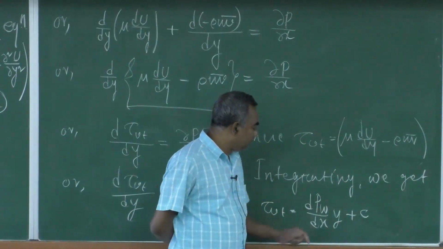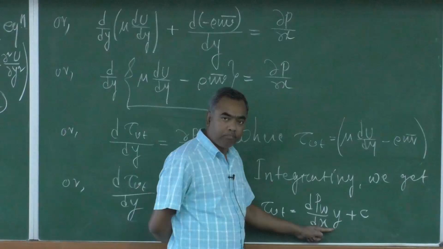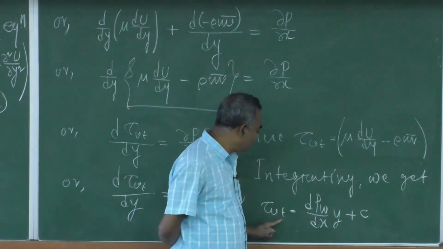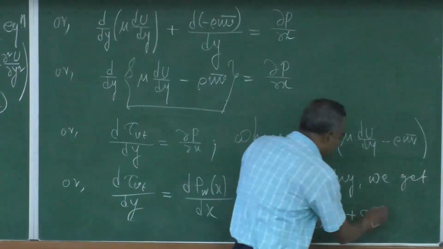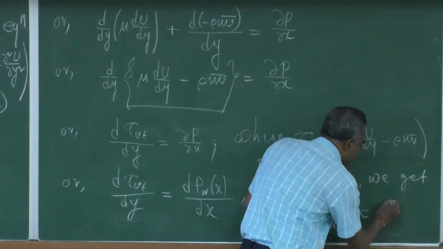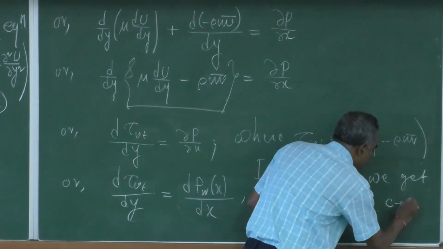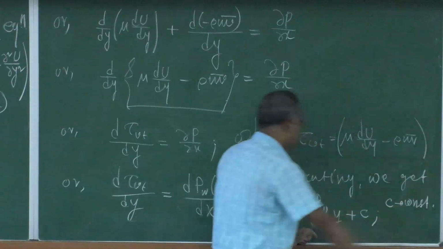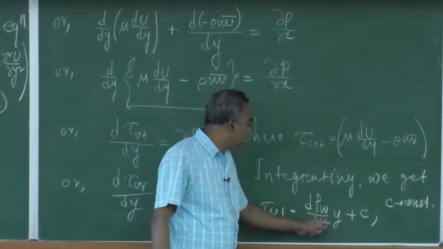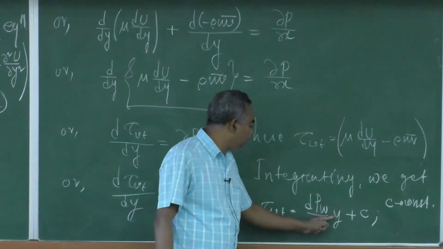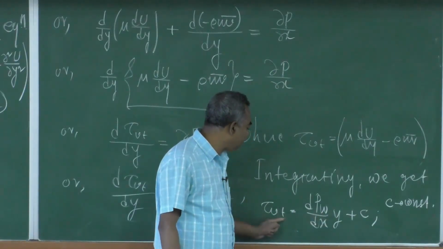See, at y is equal to 0, what is the value of tau Vt? That is what we have to find out. Okay. So, c is a constant here. To fix this constant, we have to use the boundary condition. At y is equal to 0, we have to find out what is the value of tau Vt.